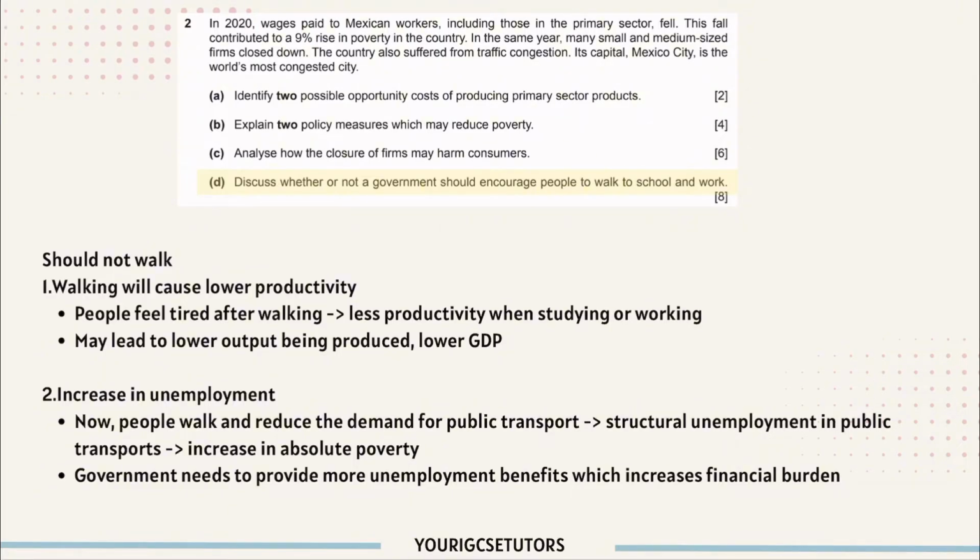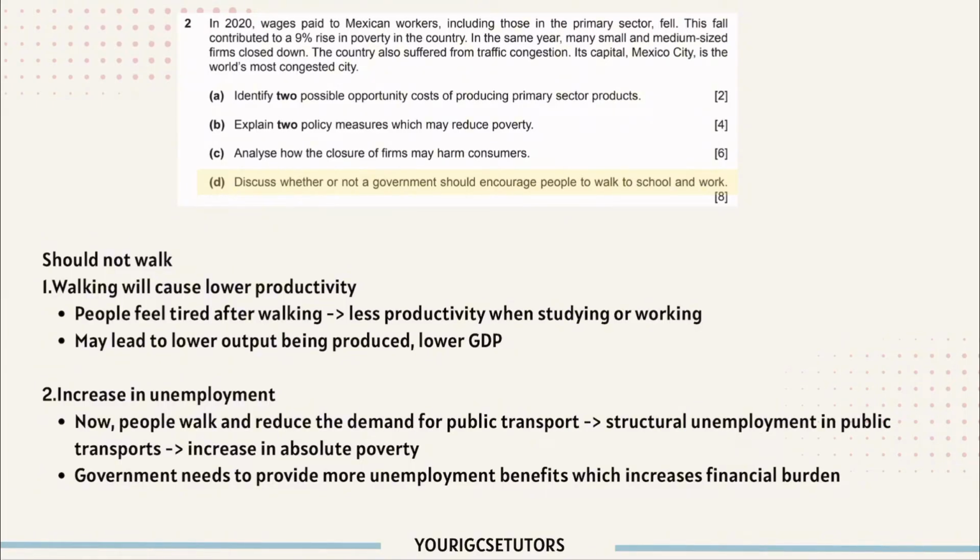Second point, it will lead to an increase in unemployment. So please be specific of which industry will have a decrease in employment, because take note that it's not the entire country, so you have to be specific for this. So now people walk and reduce the demand for public transport, and this causes structural unemployment in public transports. For example, the bus driver and railway driver.